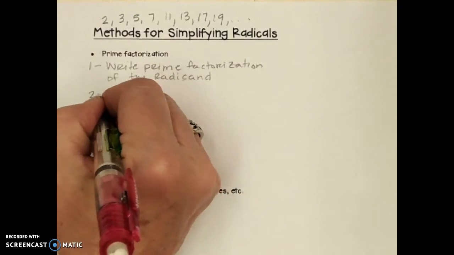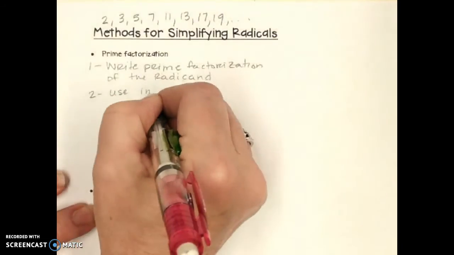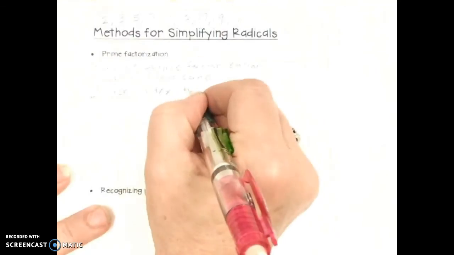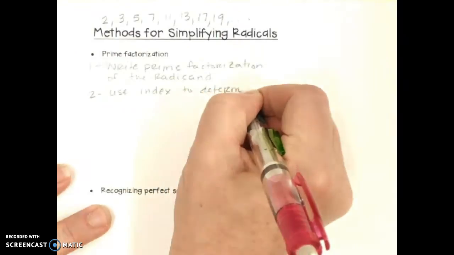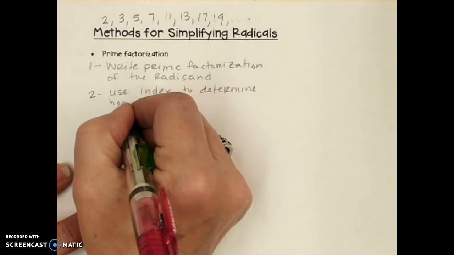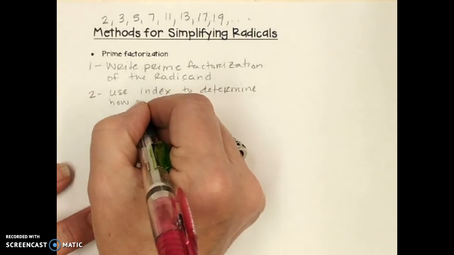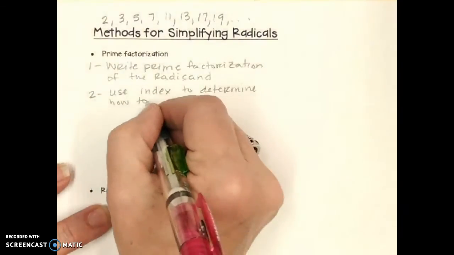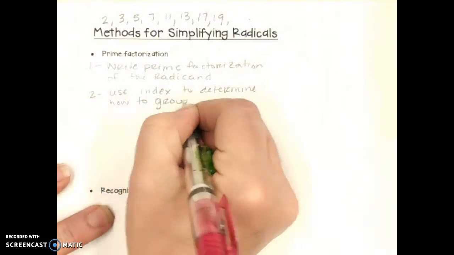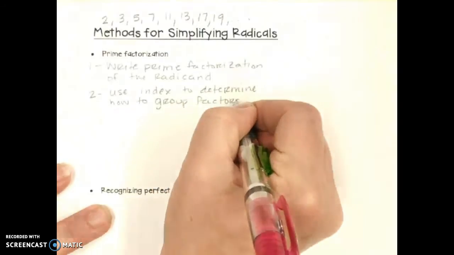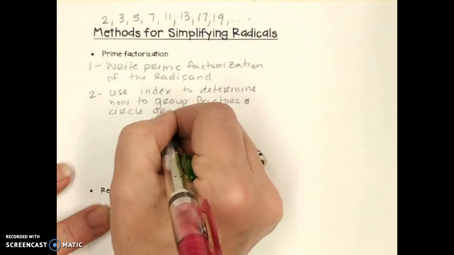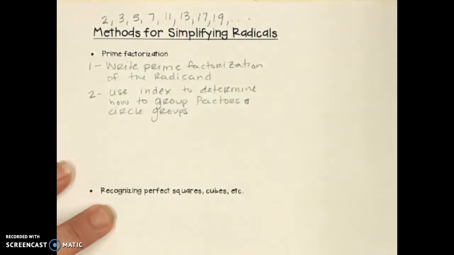The next thing you're going to do is use that index. Remember, that's the number that's out in front, that little tiny subscript out there. And please pause this if you need to, because I'm writing or talking faster than you are. Pause it and do what you need to do. So you're going to use that index to determine how to group the factors, and then you're going to circle up those groups.